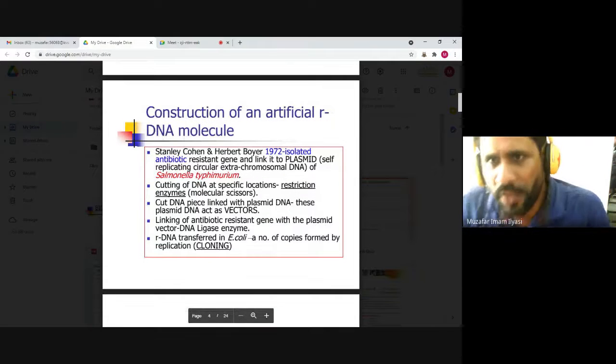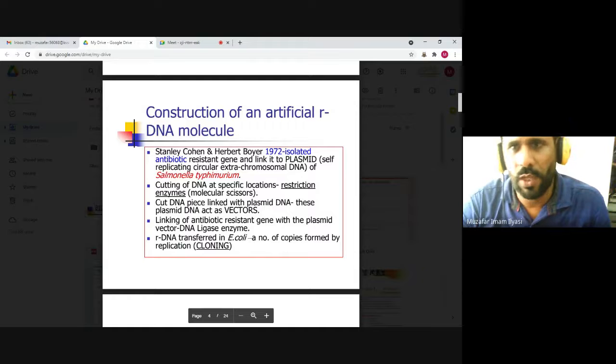Now the discussion about construction of an artificial recombinant DNA molecule. Stanley Cohen and Herbert Boyer, 1972, isolated an antibiotic resistant gene and linked it to a plasmid, a self-replicating circular extrachromosomal DNA of Salmonella typhimurium. A question may be asked, what is a plasmid? The answer is very simple to write: extrachromosomal circular DNA of any prokaryotic organism like Salmonella typhimurium.